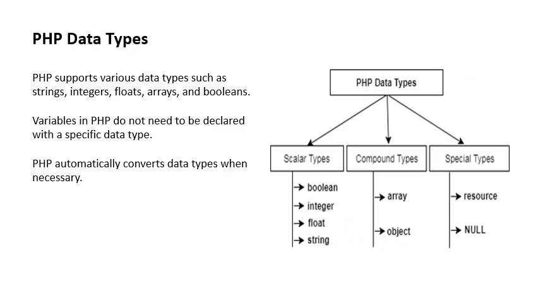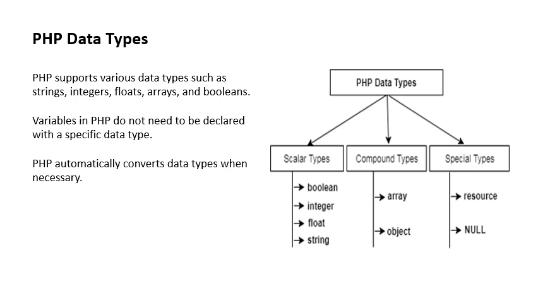And let's go into PHP data types. PHP supports various data types such as strings, integers, floats, arrays and booleans. Variables in PHP do not need to be declared with a specific data type. And PHP data types are divided into three types: scalar types, compound types, and special types. Scalar types are simple data types like boolean, integer, float, and string.